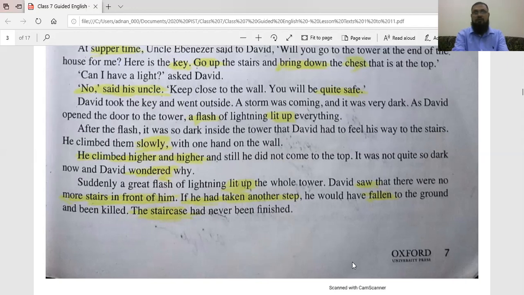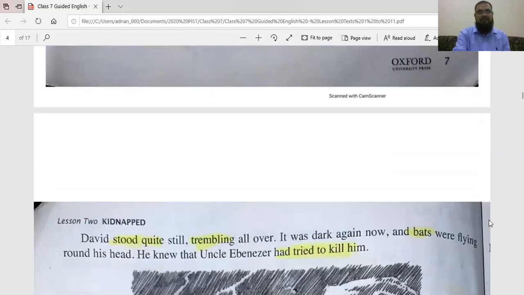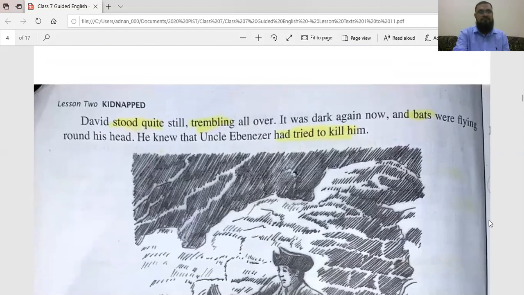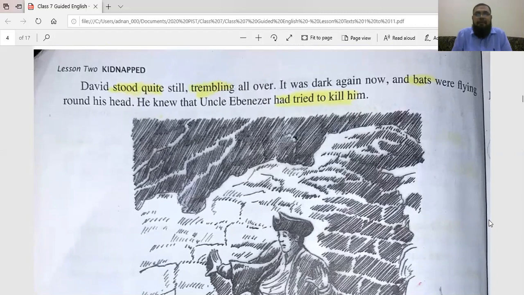So it was a conspiracy by Uncle to try to kill David. Next to nine. David still stood quite still, trembling all over. Trembling means shivering with fear. It was dark again now, and bats were flying round his head. He knew that Uncle Ebenezer had tried to kill him.